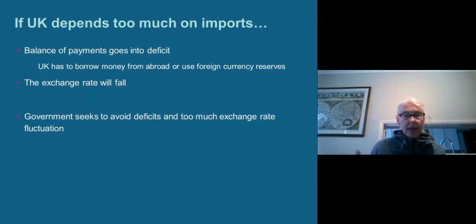Now, issues in terms of imports and exports. If we depend in the UK too much on imports, and bear in mind that we do depend a fair bit on imports of quite a lot of goods, the balance of payment goes into deficit. And clearly the UK balance of payments has been in deficit for a while. Essentially this means the UK is borrowing money from abroad or uses its foreign currency reserves. And one of the problems here is the exchange rate will fall. The government tries to avoid too much deficit because it will cause the exchange rate to fluctuate. So it's something that they try to keep on track of.